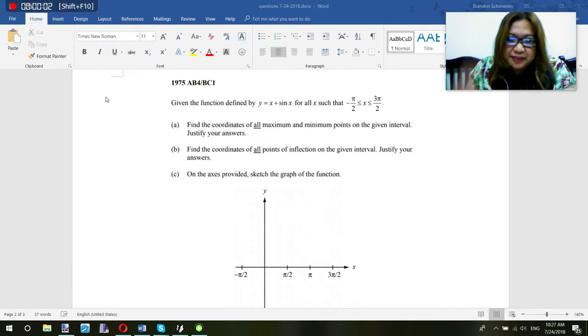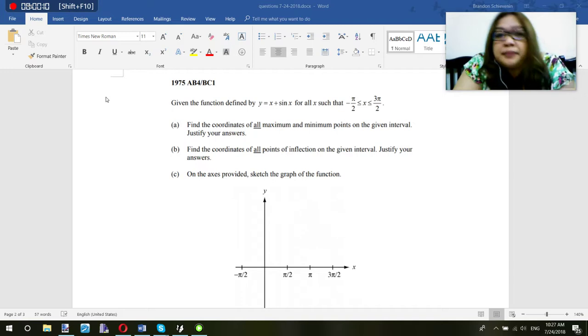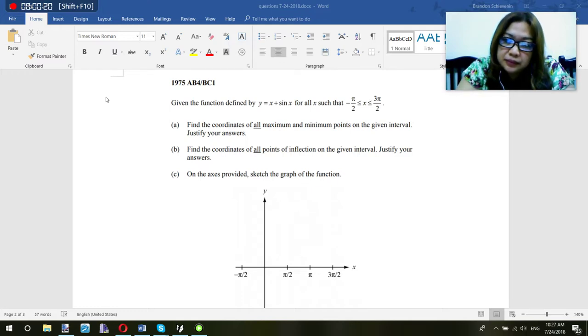Okay, welcome back. So this time we're looking at the 1975 AB4 BC1 question. I've got a function y equals x plus the sine of x on an interval from negative pi halves to 3 pi halves included. First thing I want to do is find all of the maximum and minimum points on the given interval and then justify the answers.